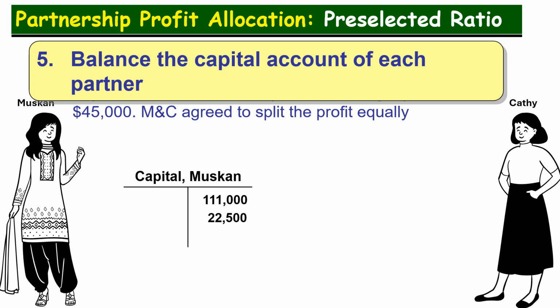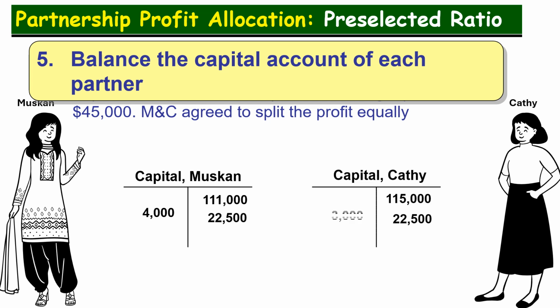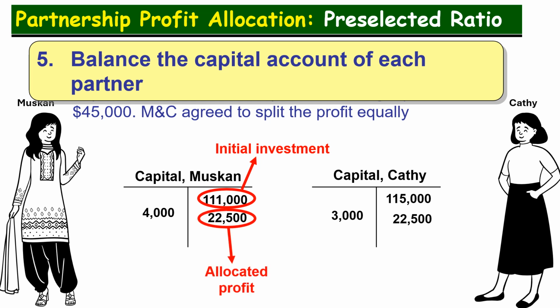And now, once we have closed everything to the accounts, you could see that the capital account of Muskan and capital account of Kathy looks like that. So you can see that this was the original investment made by Kathy. If you have watched the other videos, you will see that Muskan invested $111,000. This is the profit that is allocated to Muskan, which will increase the capital balance of the partner. And this was the drawing, which will reduce the capital account of Muskan.